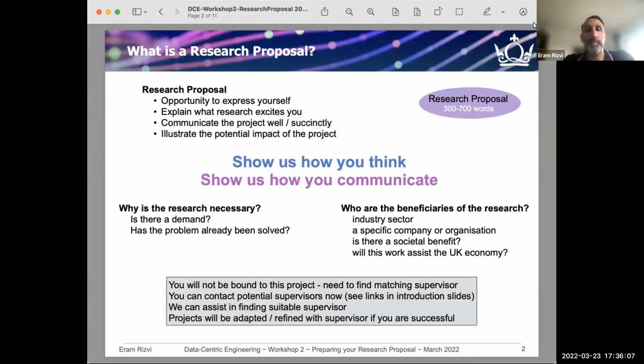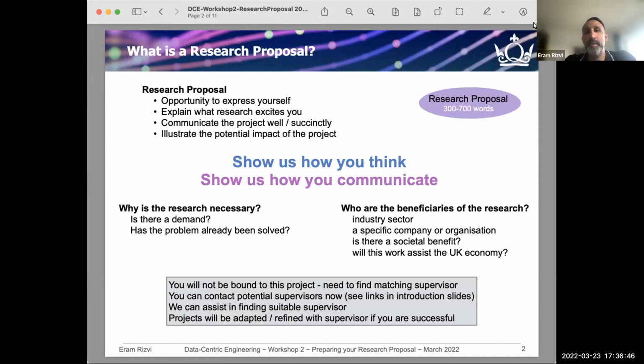What exactly is a research proposal? So this research proposal is an opportunity for you to express yourself and explain research that really excites you. It's an opportunity to communicate that project well, but also succinctly. As with all of our documents, there are word limits, and this particular document has a maximum word count of 700 words. But it should be longer than 300. So anywhere between 300 and 700 words. It's not long. It's roughly 1.5 pages maximum.